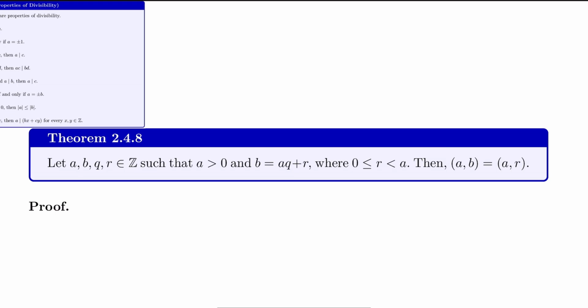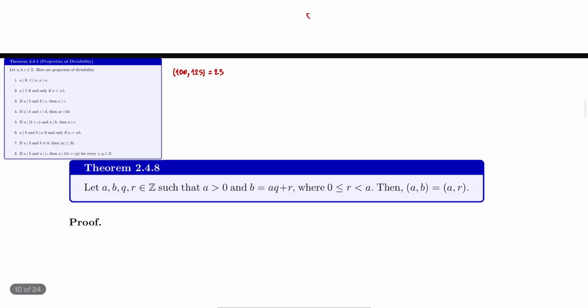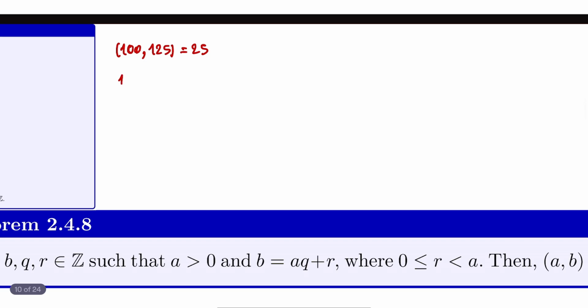For example, you might have to calculate the greatest common divisor of 100 and 125. I think most of you can find the greatest common divisor of this one faster, which is 25, right? And then let's use this property. So we know that 125 equals 100 times 1 plus 25. So we divide one of the numbers by 100 and the remainder is 25.